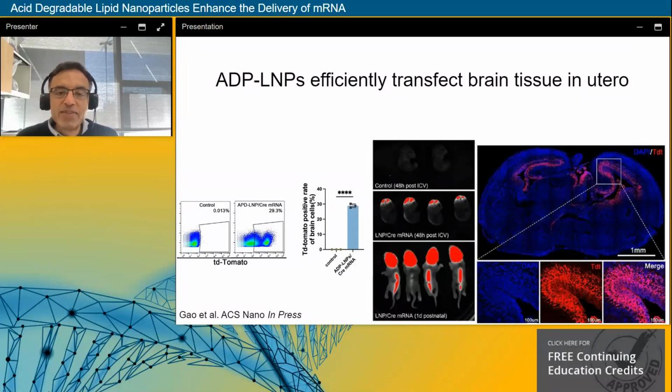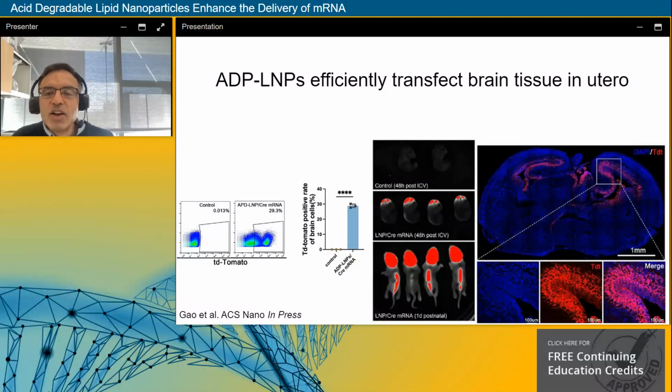There is no way to achieve that transfection rate in an adult. In fact, if you were to do this experiment in an adult mouse, you would transfect less than 1% of the total brain cells, probably like 0.3% or 0.1%, something like that. So this is orders of magnitude higher. And it's actually quite exciting.